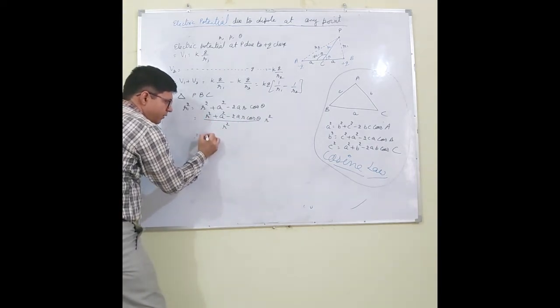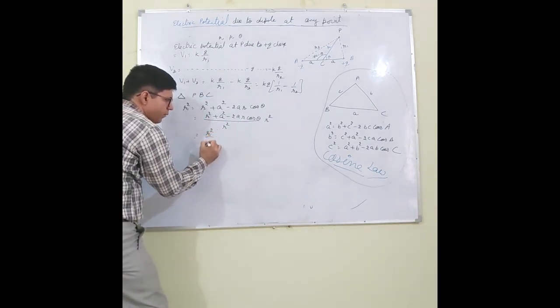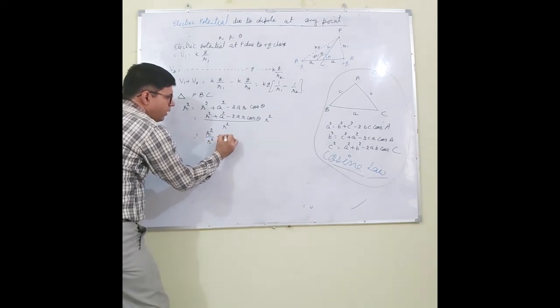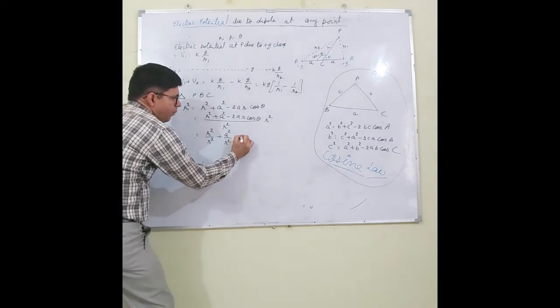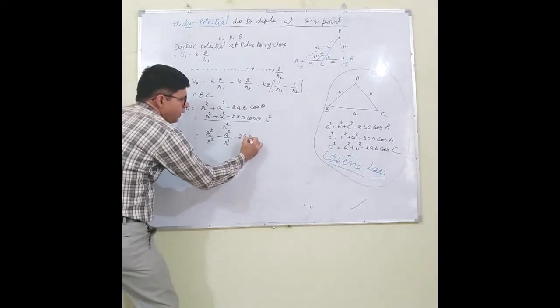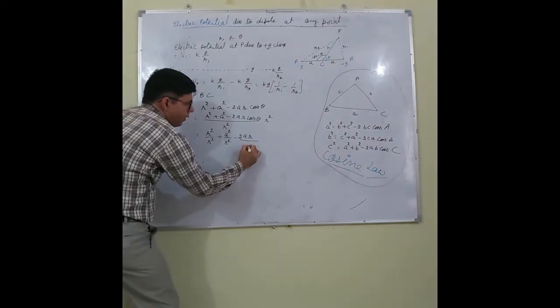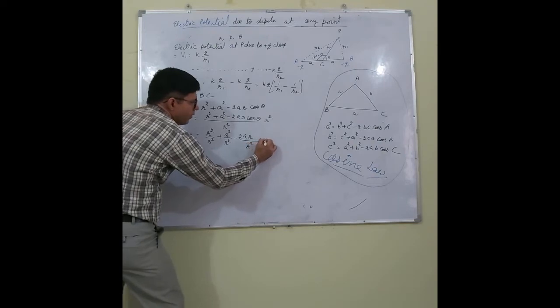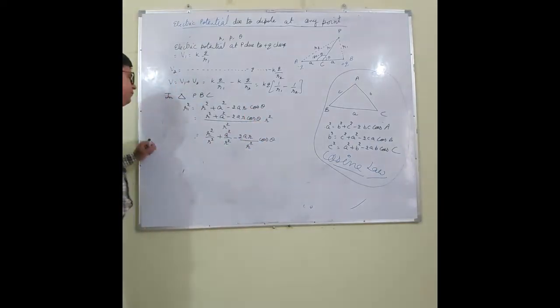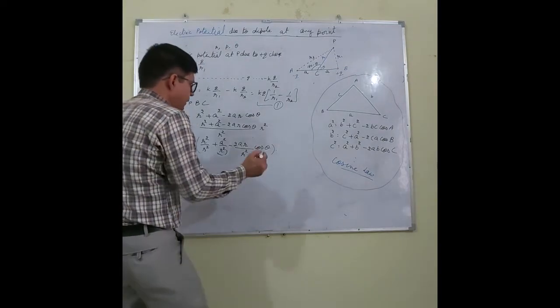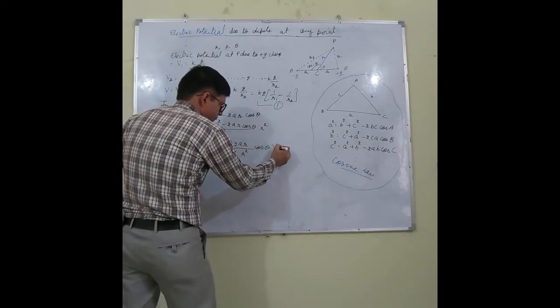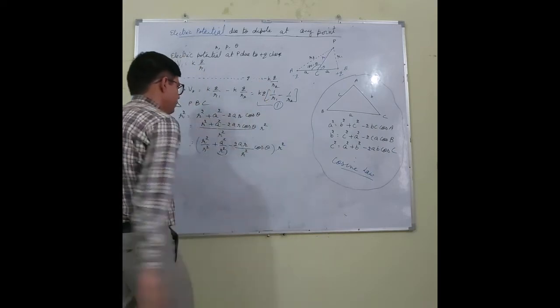R square plus A square by R square, minus 2AR upon R square cos theta, multiplied by R square.